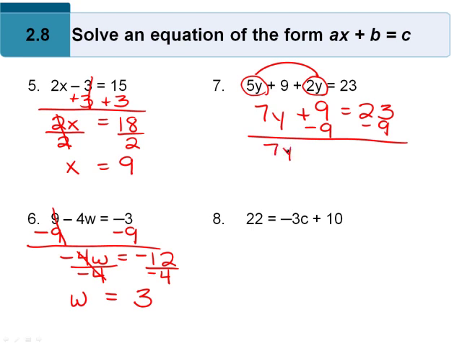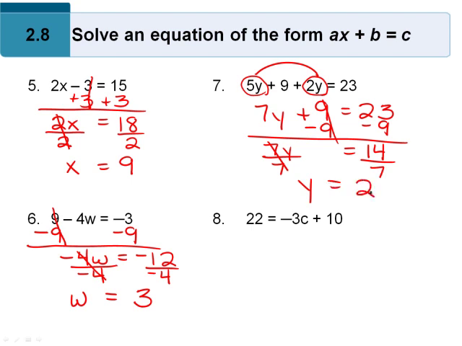So 7y comes down, the 9's have canceled, and then 23 minus 9 gives me 14. And your last step, divide by 7 on both sides. So the 7's cancel and y equals positive 2.